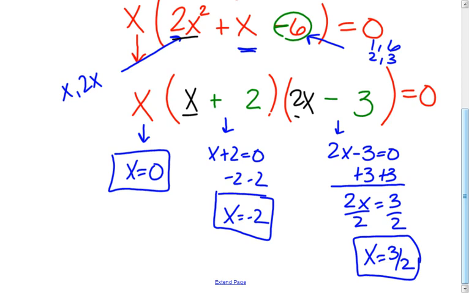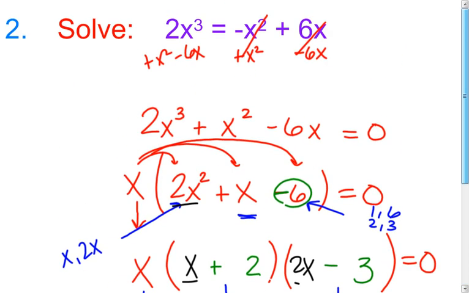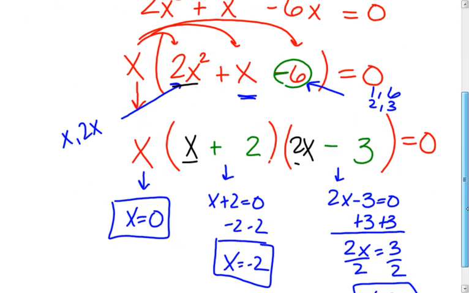So we have 3 solutions to this problem. X could be 0, negative 2, or 3 halves. And as long as x is one of those 3 numbers, and I plug it back into the original problem up there, I will get 0 for an answer.